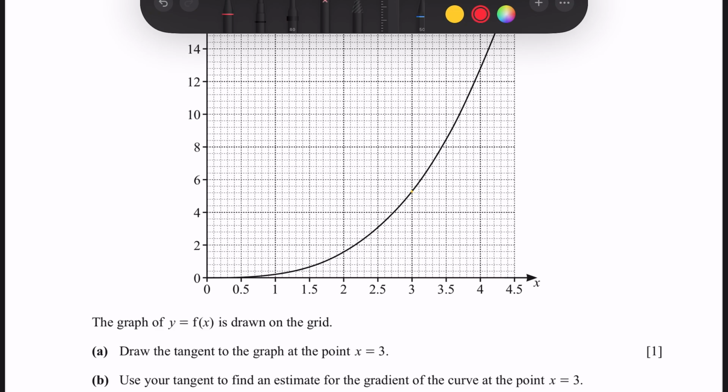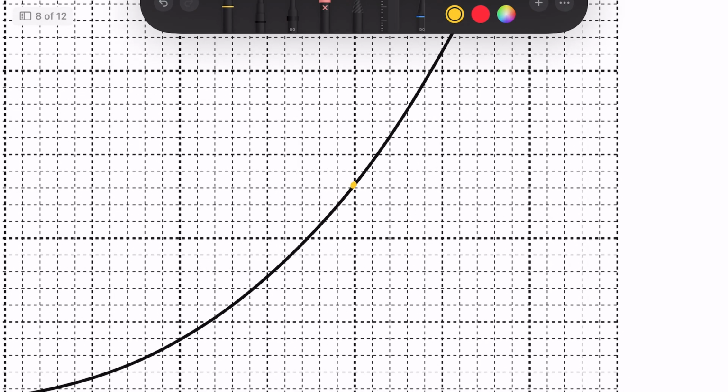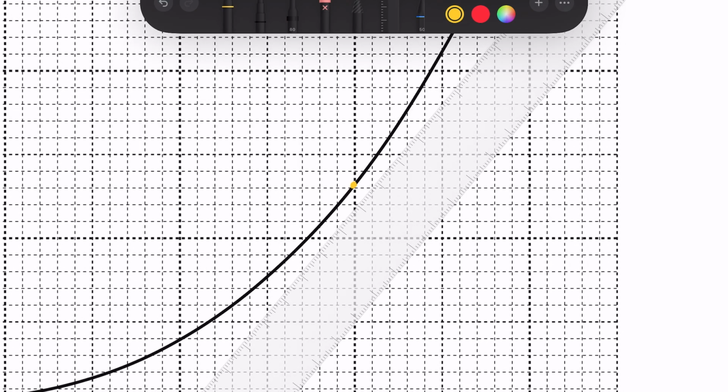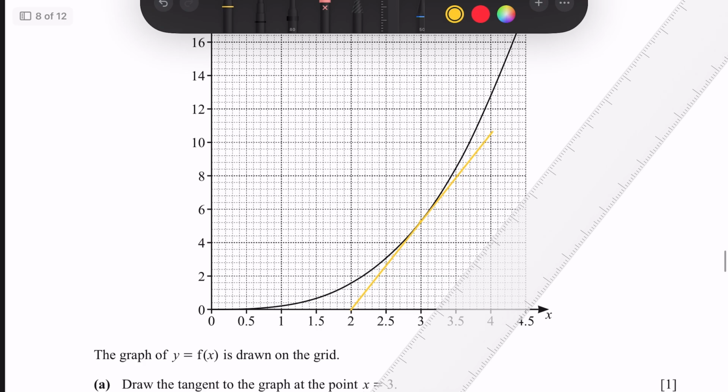So in this case, if we find the graph at the point x is equal to 3, the point would be around here. And if we draw a tangent line, that would be approximately there. So this is our tangent line approximately.